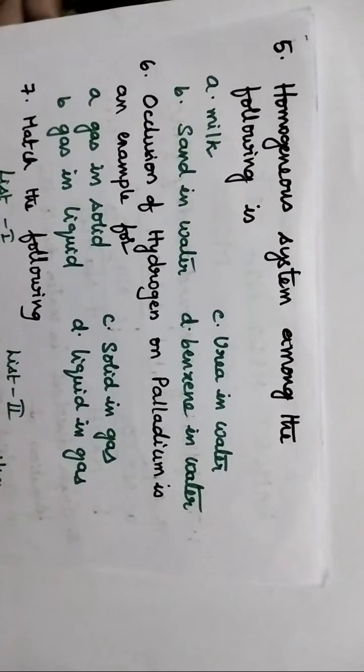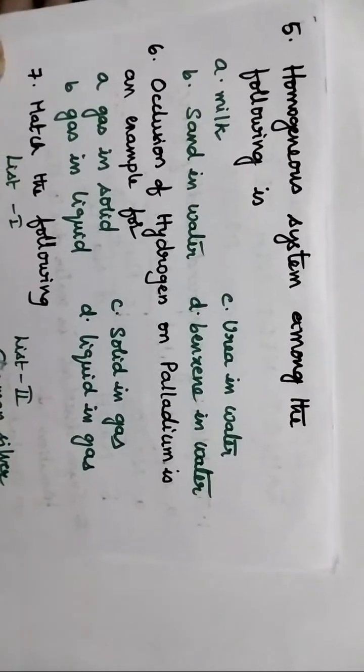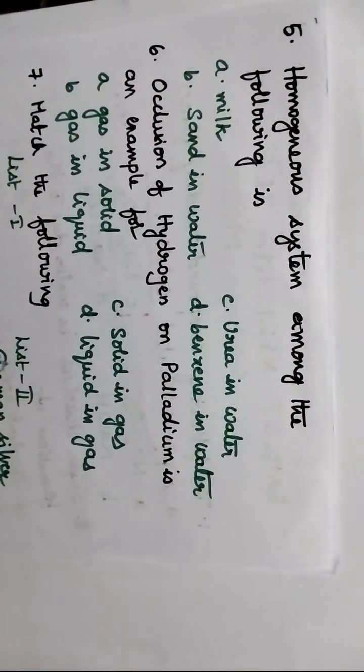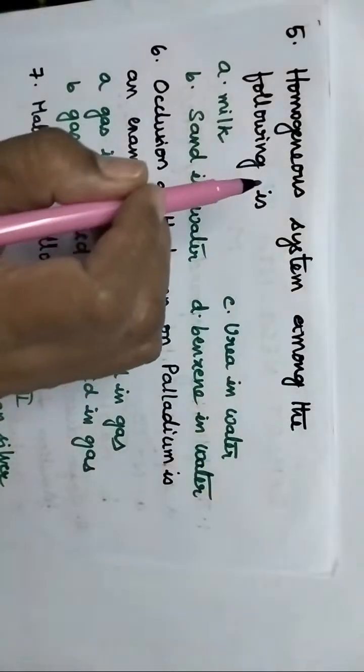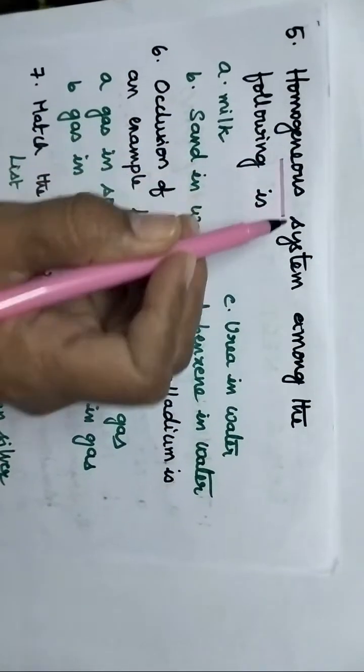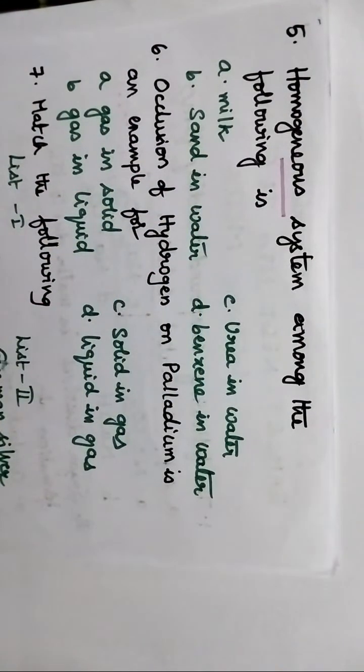So, what is the fifth question? Homogeneous system among the following is. Which among the following is the homogeneous system? I will read the options. Option A, milk. B, sand in water. C, urea in water. D, benzene in water. Homogeneous system means you are supposed to identify a solution.